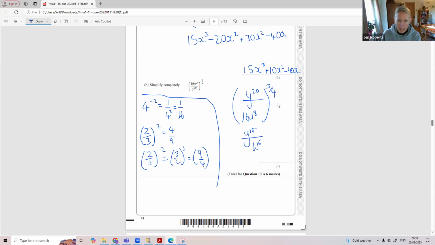So we've got this 16 to the power 3/4. You can actually just type that on your calculator. There's nothing stopping you. But that means the 4th root of 16, which is 2, and then 2 cubed, which is 8. So that should be your final answer. y to the power 15 over 8w to the power 6.